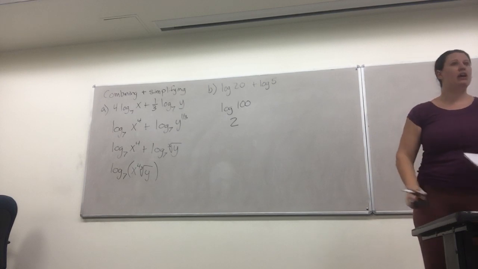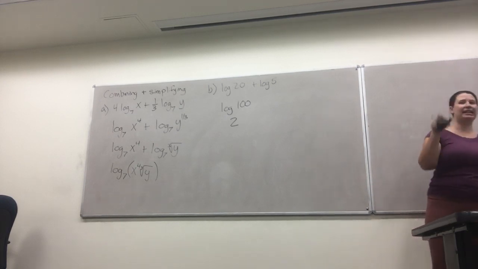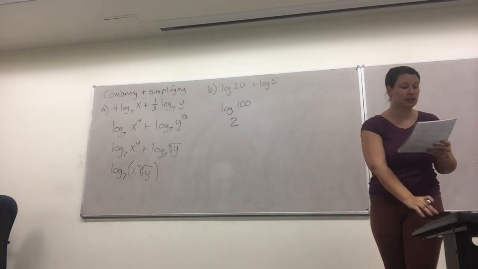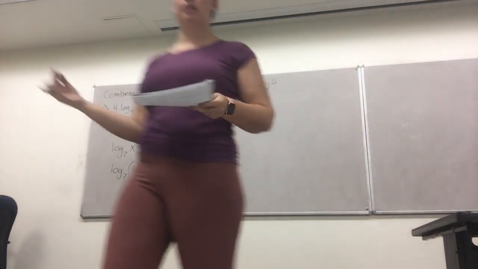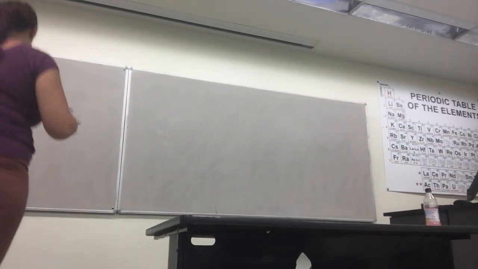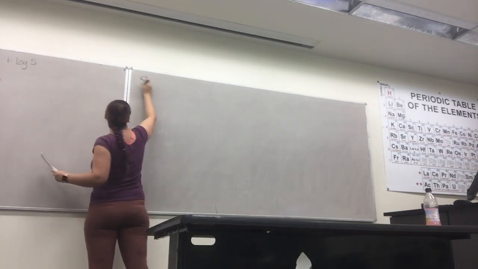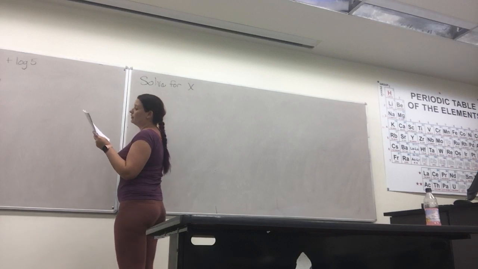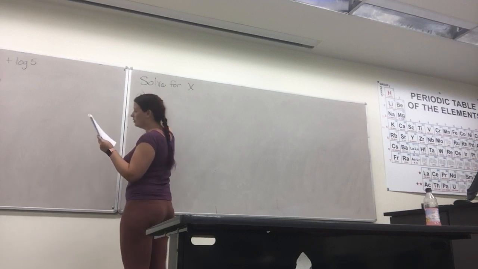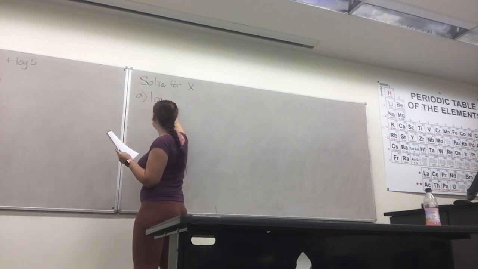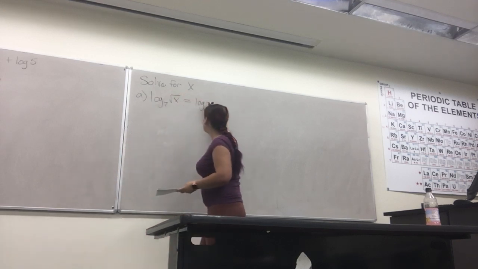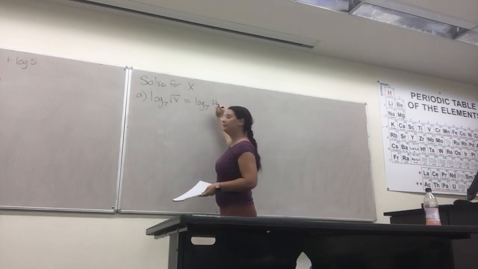All right, so now that we've expanded last time, and now we've combined, what we want to do is solve logarithmic equations for a variable, generally for x. So we want to solve for x. First, if we have log base 7 of the square root of x equals log base 7 of 4.